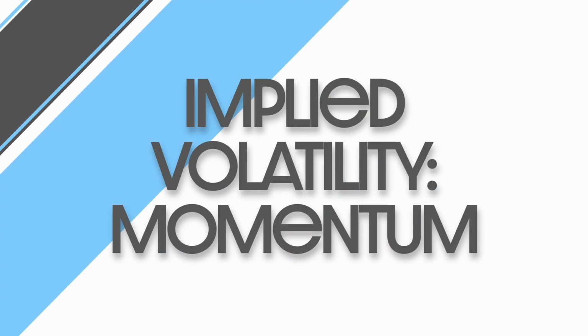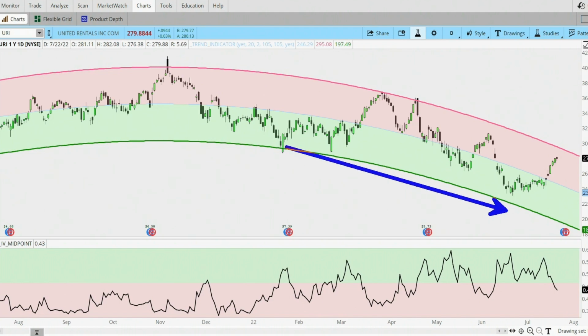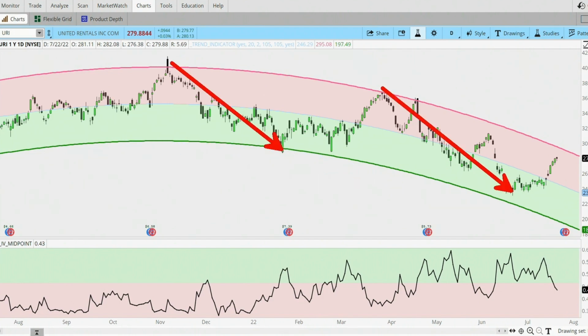The momentum of implied volatility. The momentum of a stock is very important to consider when trading. It is different from the trend. A trend will be longer in nature, but have different momentum, both bullish and bearish, within that long trend. For more on this, go to Stock Charts Trading YouTube playlist and click on Trading Analysis, How to Read Stock Charts. In there, you'll learn about the Elliott wave pattern. In this scenario, we can see that it's a clear downtrend, and the momentum moves are much bigger with the trend than the counter trend momentum against the trend.